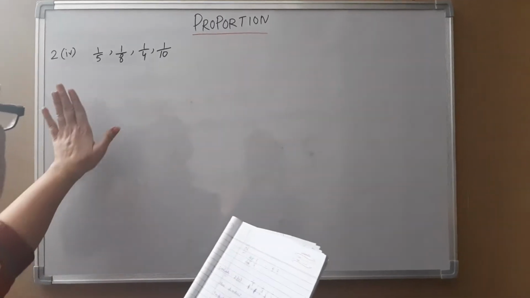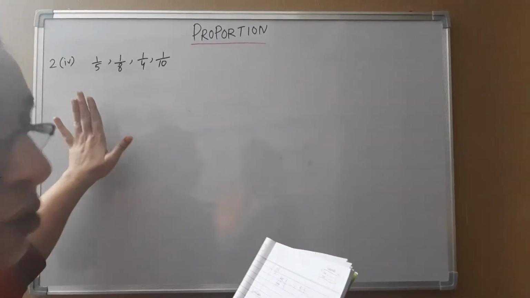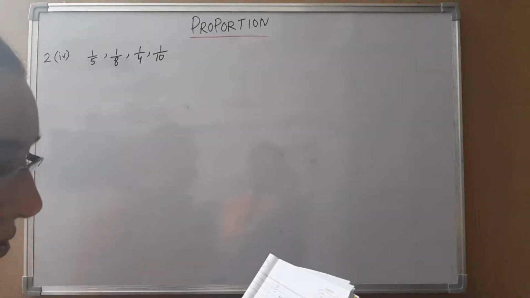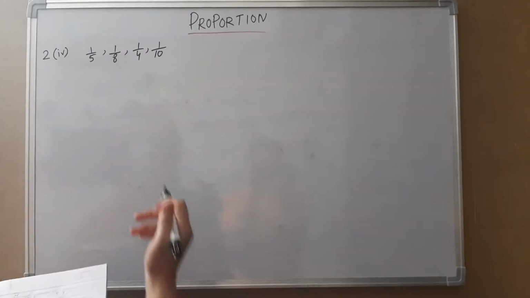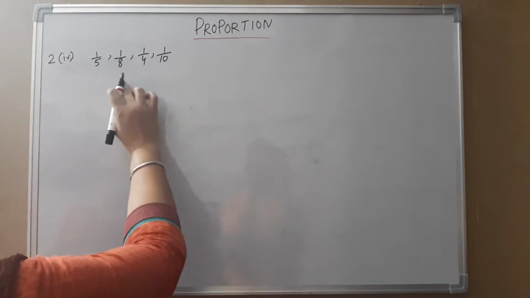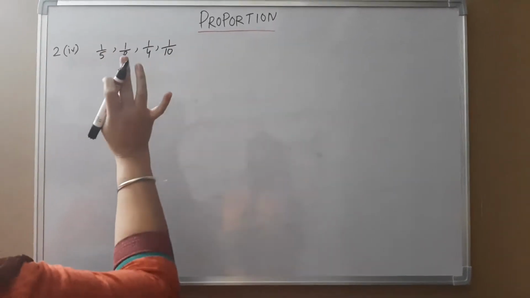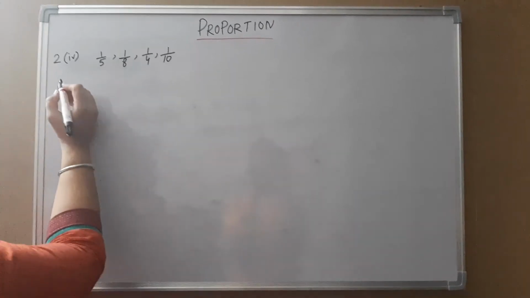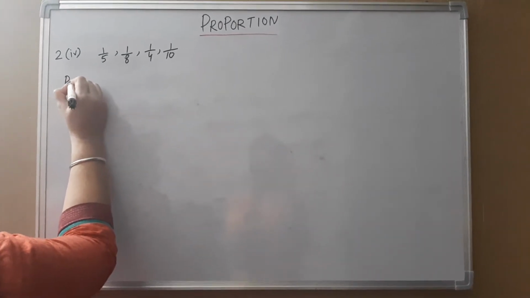Now let's do question number 2. In question 2 they are asking whether the given numbers are in proportion or not. Means we just have to check whether the product of the extremes is equal to the product of means or not. So let's find the product of extremes first.